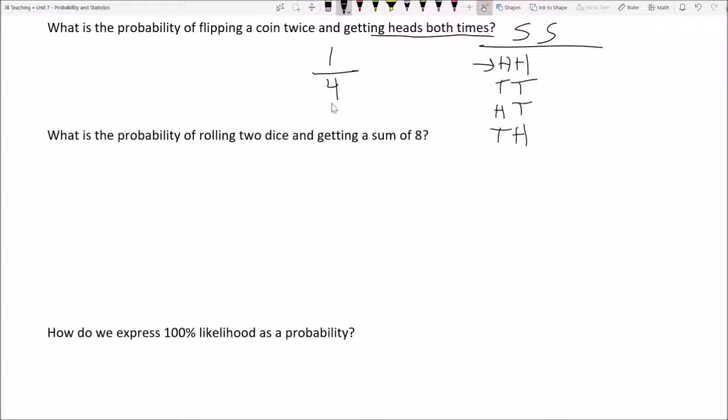There's another way of doing this though. If you flip a coin twice, we could think about it as 2 independent events. So the first event is flipping the coin once. And what would be the probability of getting heads once? Well, that'd be 1 out of 2 because there's 2 faces to a coin.